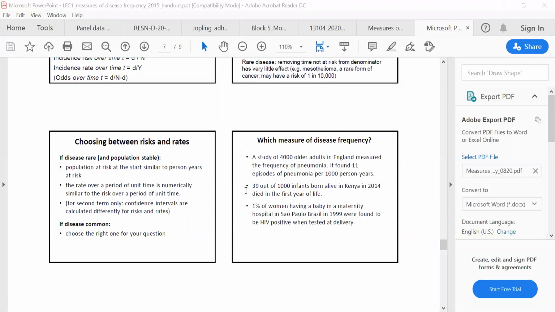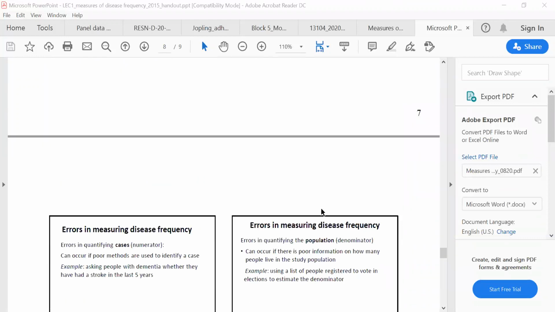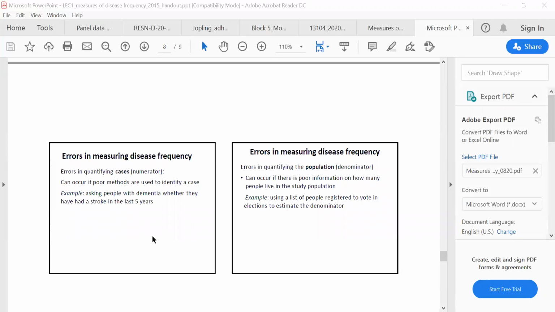And this is an example for you, which I want you to look at when you get the notes and say, what is this? A study of 4,000 adults in England measured whatever, and you get these notes. So I want you to answer this to see what it is. Is it a rate? Is it prevalence? Is it incidence?